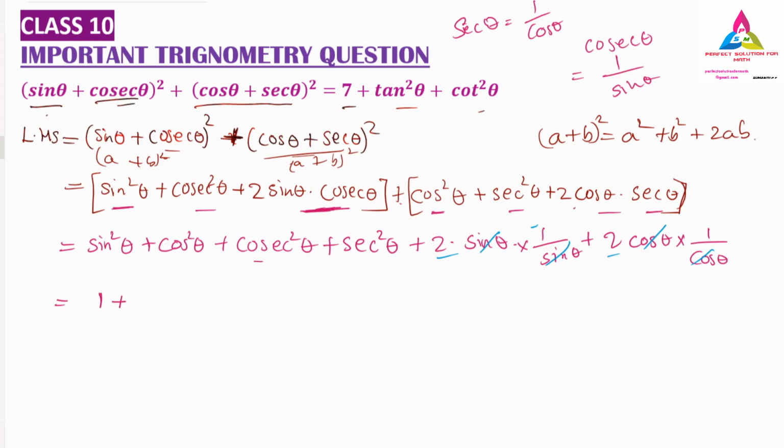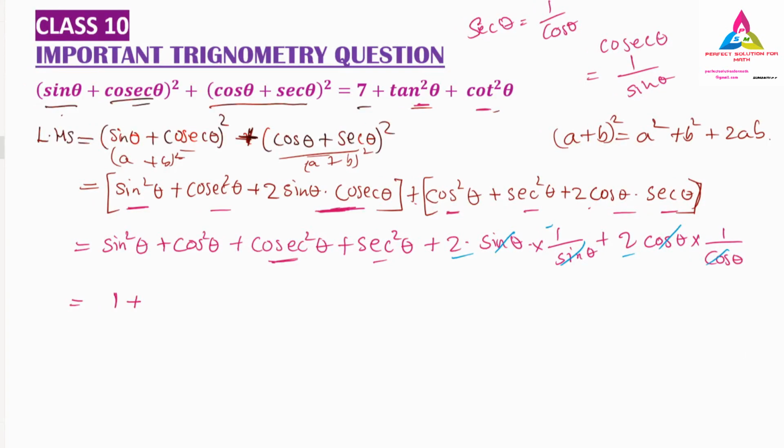Next one, cosecant square theta we have to convert. See the right hand side, we have to write in terms of tan and cot: 7 plus tan square theta plus cot square theta. So we have to convert this cosecant theta in terms of tan or cot. We have one identity, 1 plus cot square theta is equal to cosecant square theta, identity 3. So cosecant square theta can be written as 1 plus cot square theta. Here I can write, instead of cosecant square theta, 1 plus cot square theta.